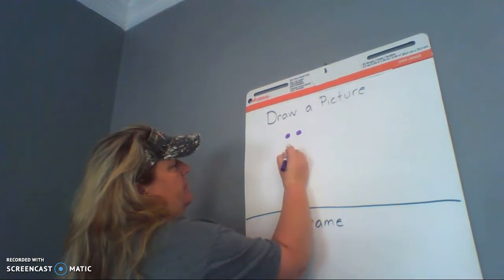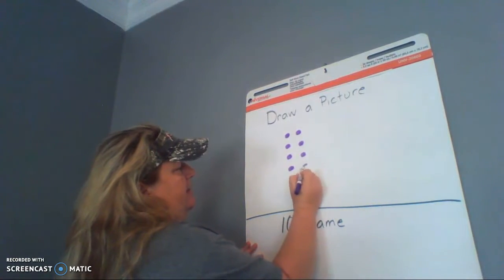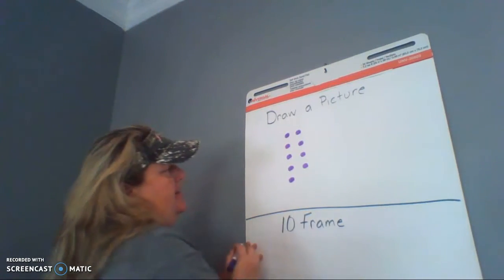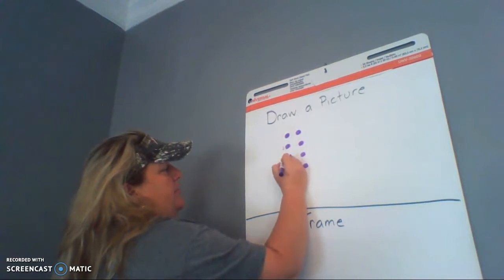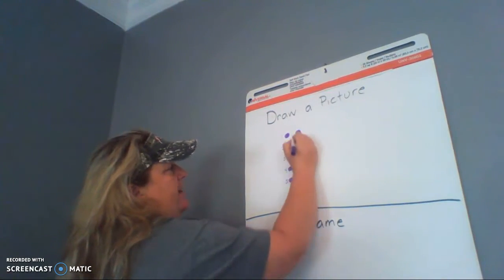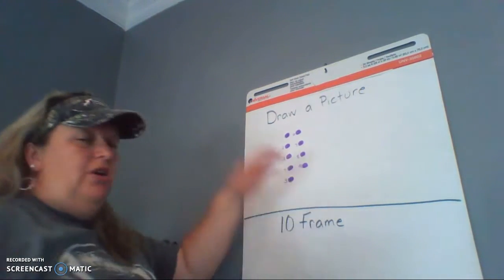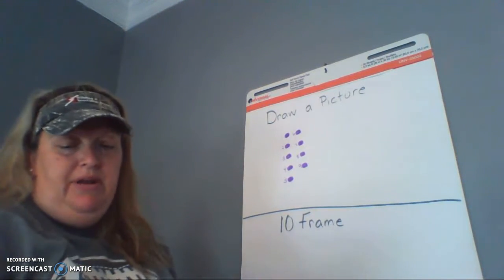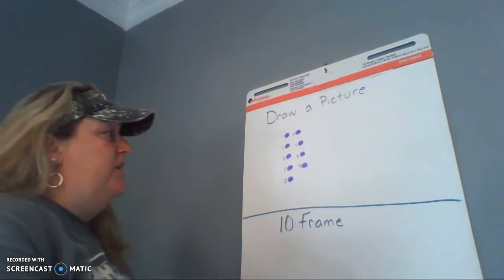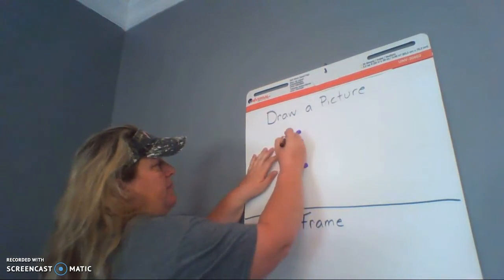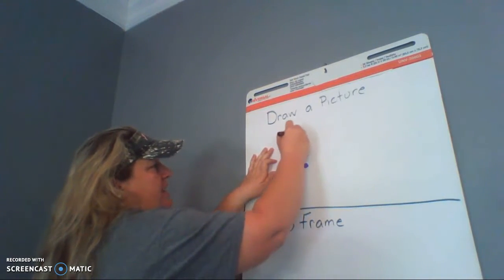1, 2, 3, 4, 5, 6, 7, 8, and 9. And we just go back and double check. 1, 2, 3, 4, 5, 6, 7, 8, 9. So she started with 9, and then what happened? You are correct. She gave 6 of those paintbrushes away. So I'm going to cross off 6 of them. 1, 2, 3, 4, 5, and 6.